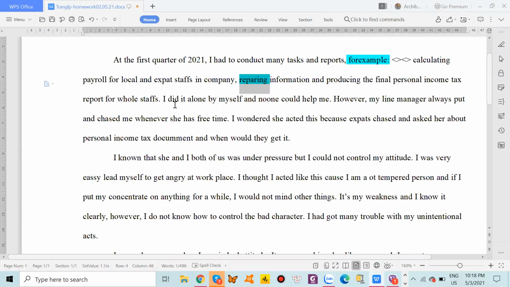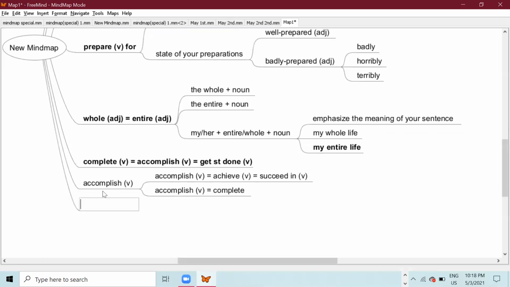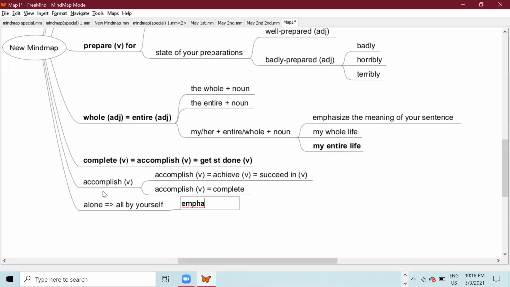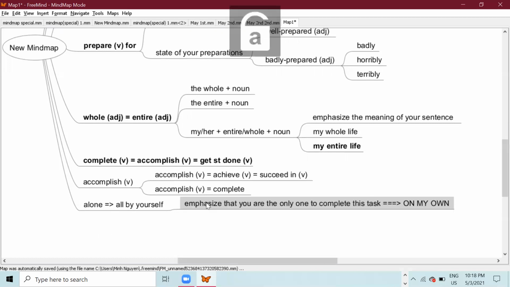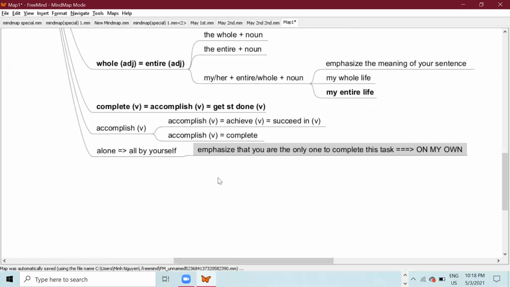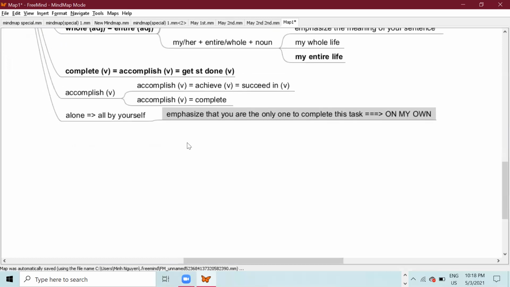So here I accomplish it alone, and we have two ways. If you use the word alone, people only think that you do it all by yourself. But if you want to emphasize that you are the only one to complete this task, you will not use alone. You are going to say on my own. So I can say I study English on my own. It means that I try to study everything on my own, and I don't want to work in pair. I don't want to work in a team.